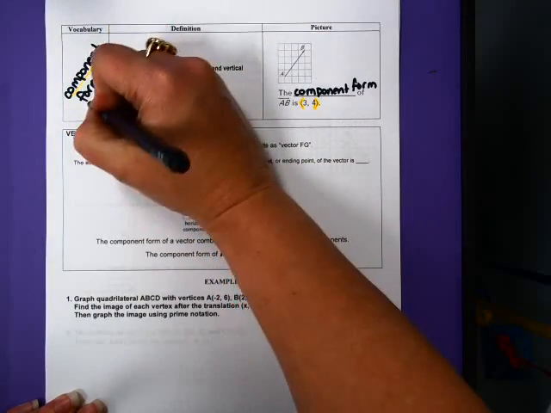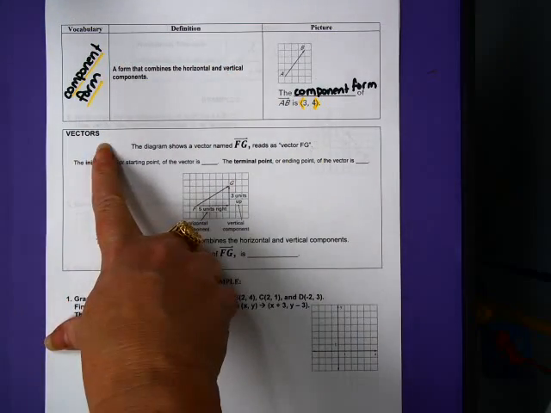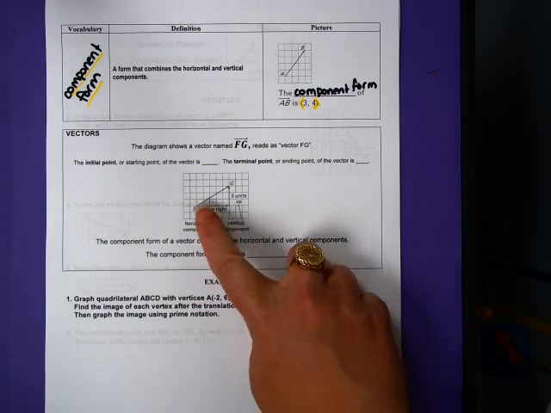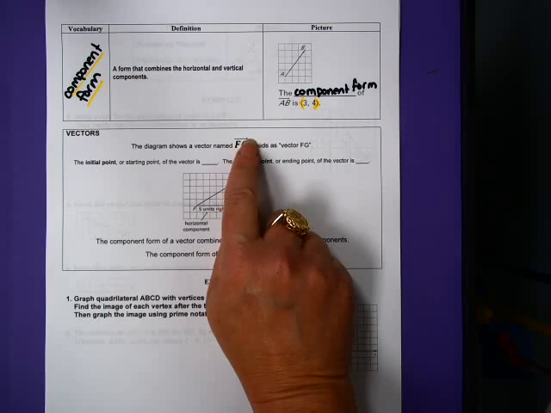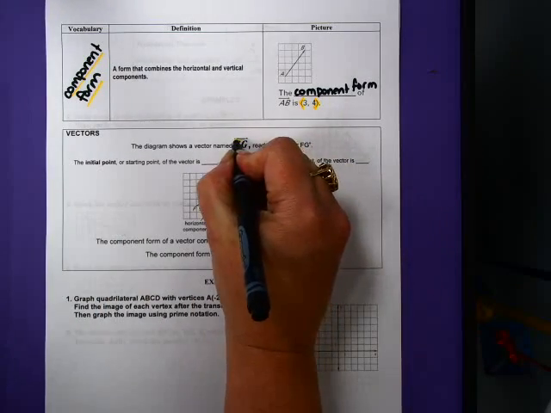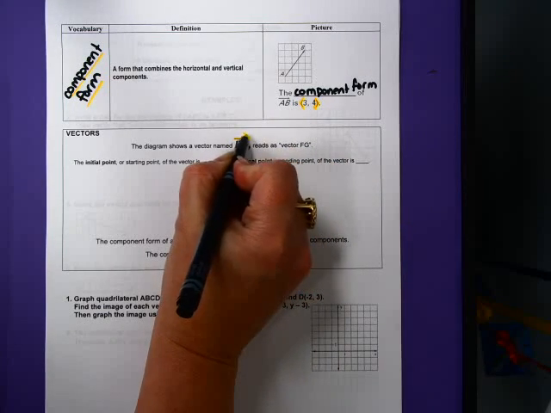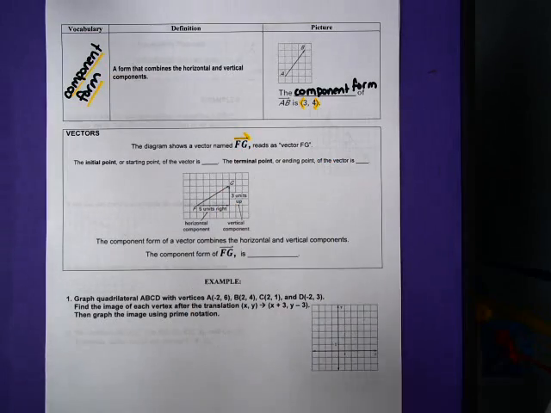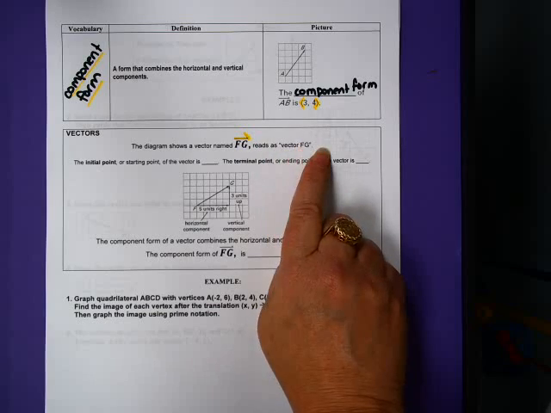Component form looks like this. Vectors. The diagram shows a vector named FG. Now look here. You see that arrow? The arrow is drawn from left to right, and then it only has this side of the arrow. It doesn't have the bottom side, so it's not a full arrow. It's like a half arrow. And we read that as vector FG.